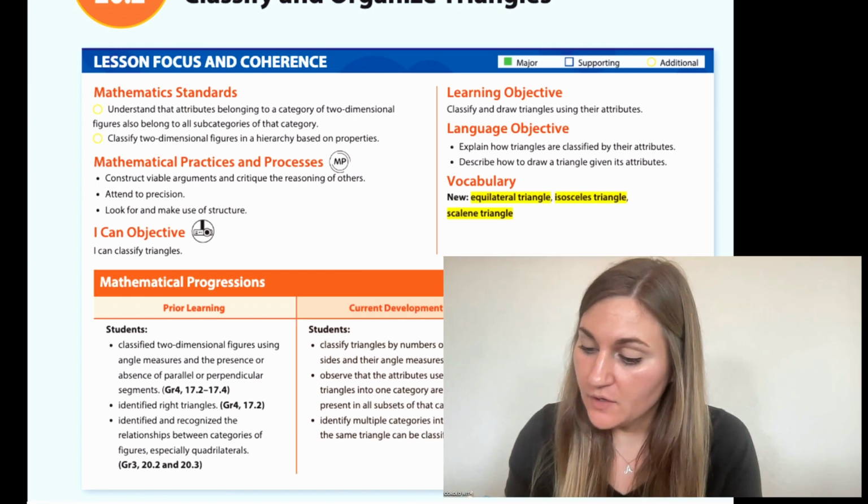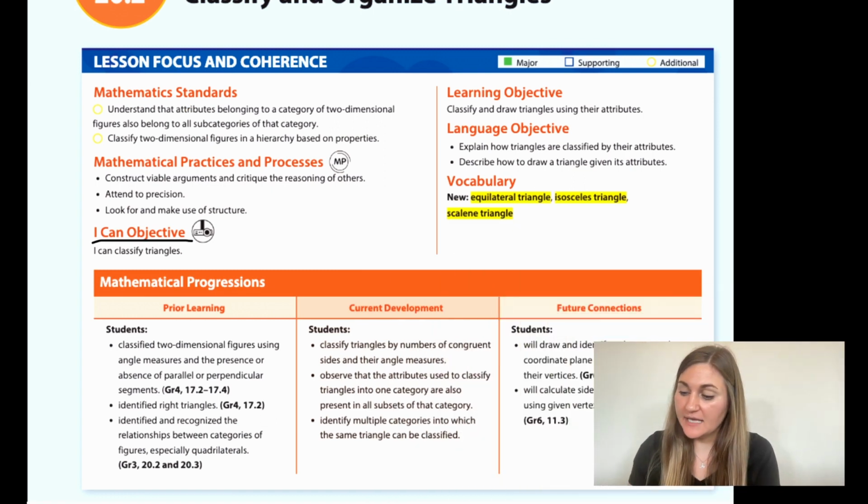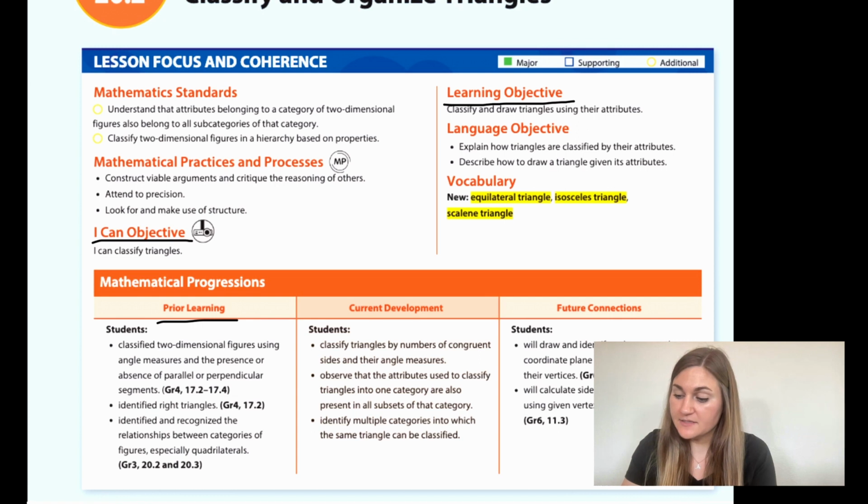I'm going to start off by going over the I Can objective, which is just I can classify triangles. The learning objective is to classify and draw triangles using their attributes. Prior learning is that students classified two-dimensional figures using angle measures and the presence or absence of parallel or perpendicular segments. Students identified right angles, and students identified and recognized the relationships between categories of figures, especially quadrilaterals.